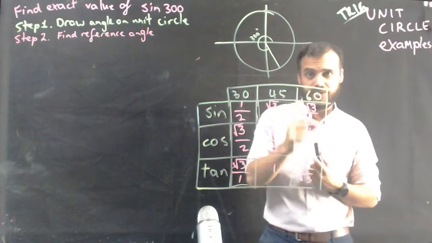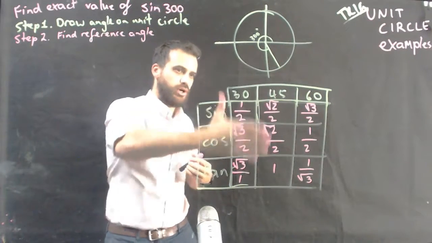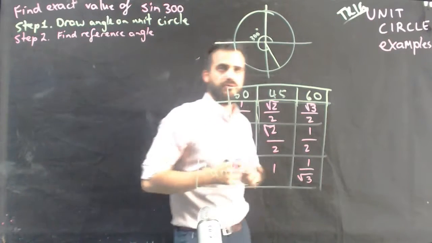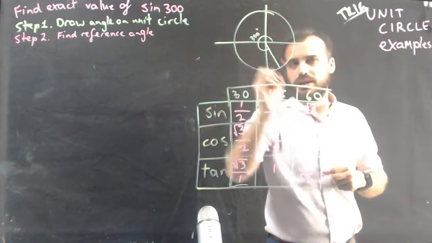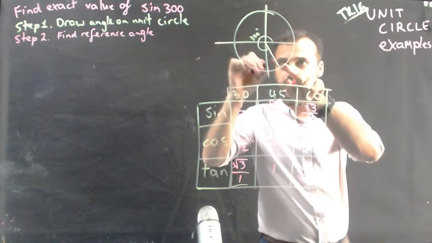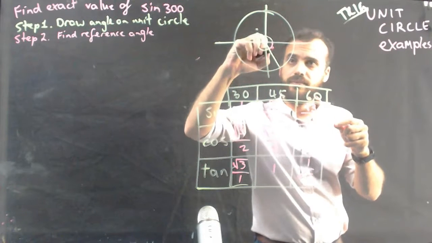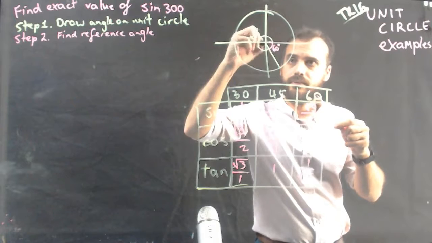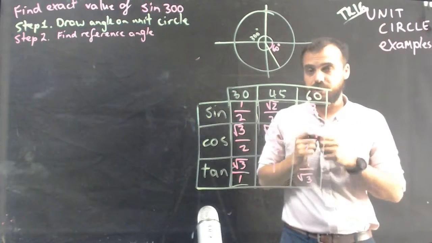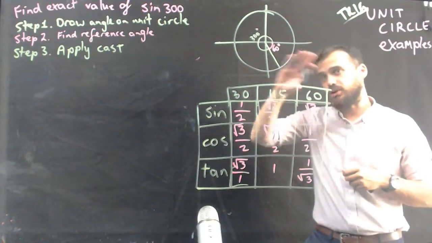Find the reference angle. Because if you can find the reference angle, then you'll know which column you'll be dealing with in your table. So finding the reference angle is fairly straightforward. We need to find the angle between the horizontal and the line you drew, the acute angle. So if that was 300, that must be 60. Now I have my reference angle, 60 degrees. Step 3 now is to apply cast.